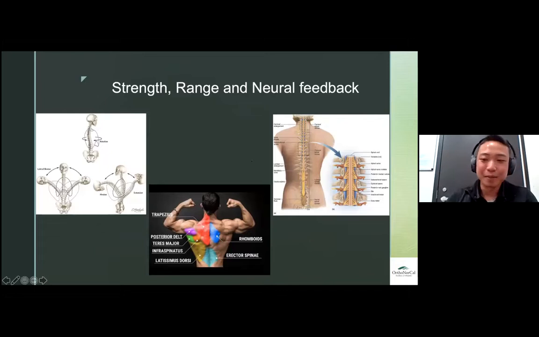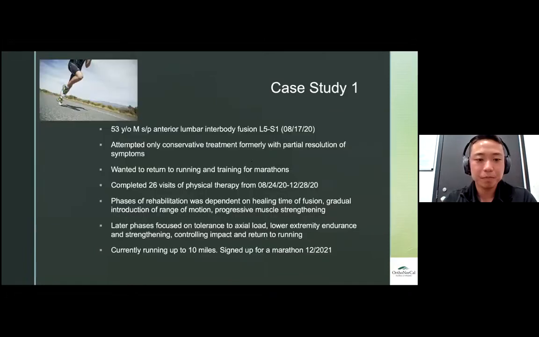But essentially, all these muscles are just nice highlights of what we can be in control of for our back. And on the right side, it's a demonstration of how these nerves are exiting out of the spine and going into different muscle groups. Next slide. Great. So I wanted to discuss a case study.